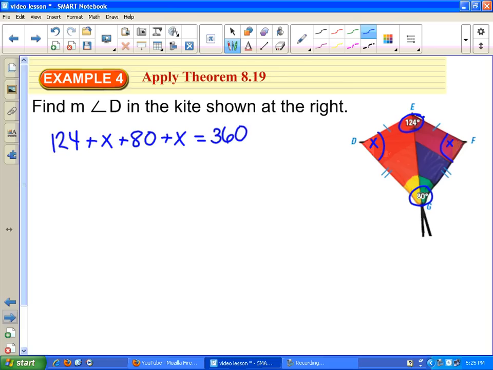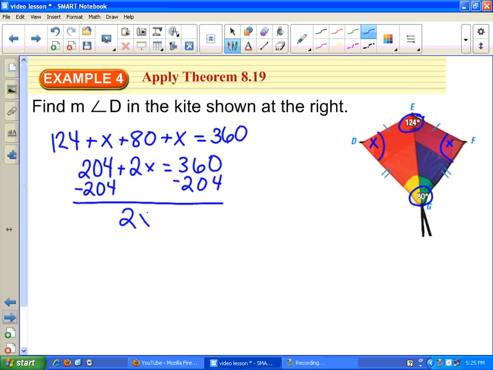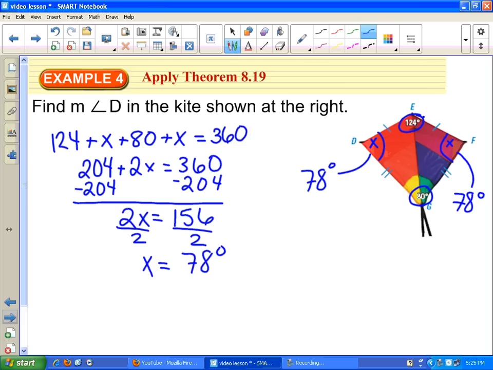All we're going to do quickly is simplify. So 204 plus 2x equals 360. Add my numbers and combine like terms. Subtract 204, subtract 204. I have 2x equals 156. Divide by 2, divide by 2. X equals 78 degrees. So I know that angle D is 78 degrees. I also know that angle F is 78 degrees.